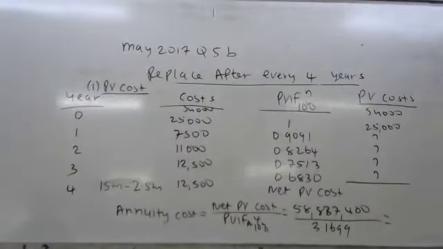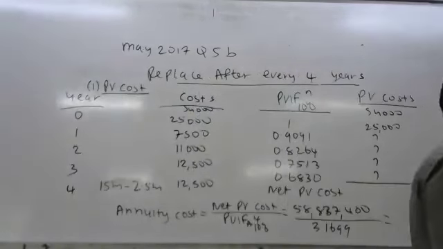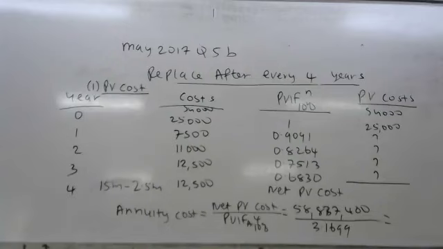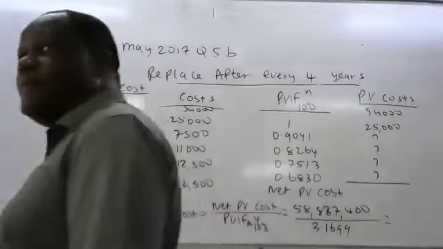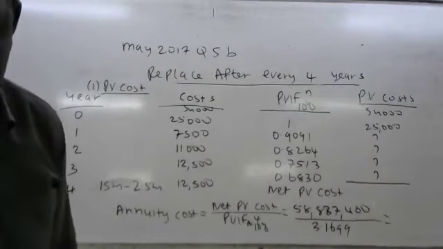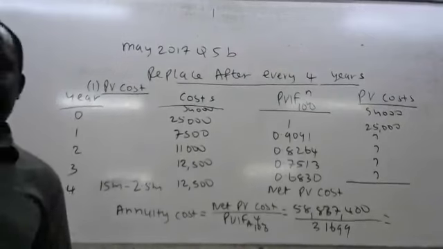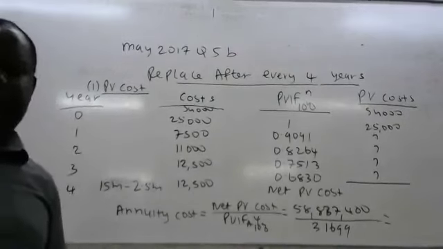So we should now be in a position to compare them. We compare the annuities. For the cost, we shall be picking the one with the lowest. So the lowest annuity cost is in which year? Year 3. Online, you confirm the lowest annuity cost is in which year? So after every 3 years.